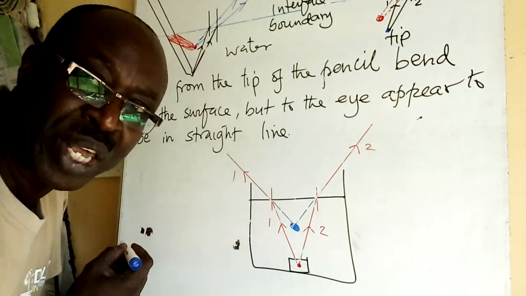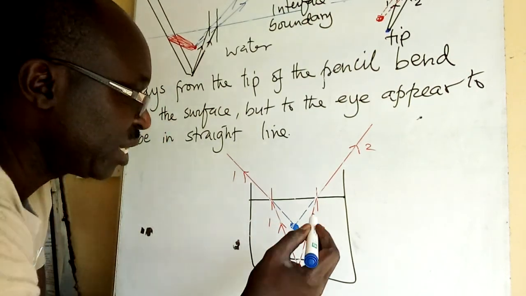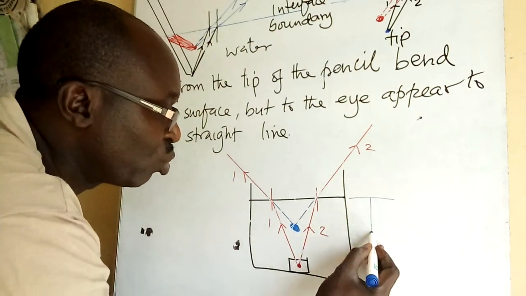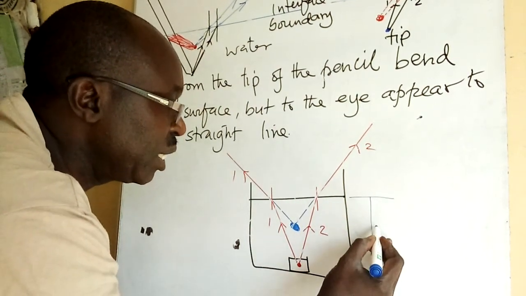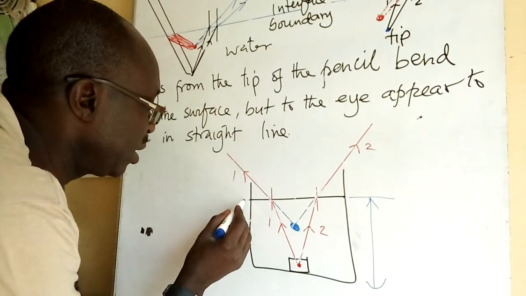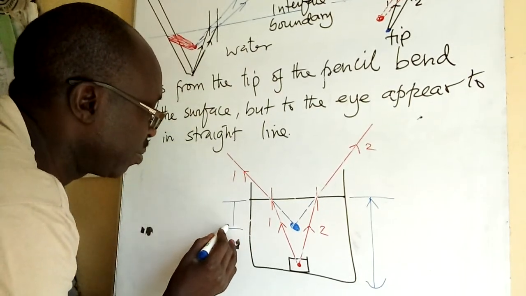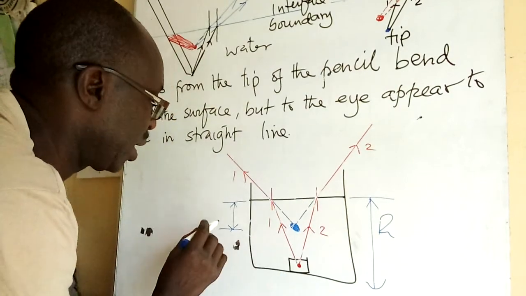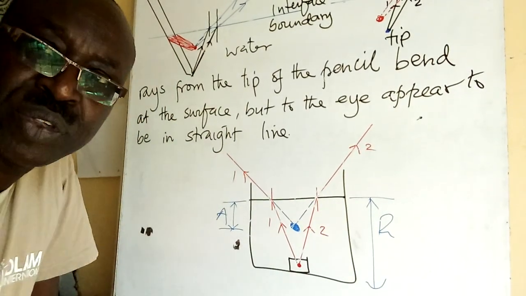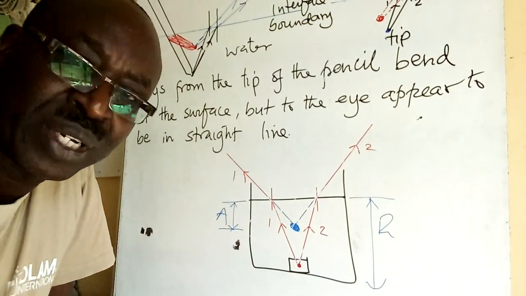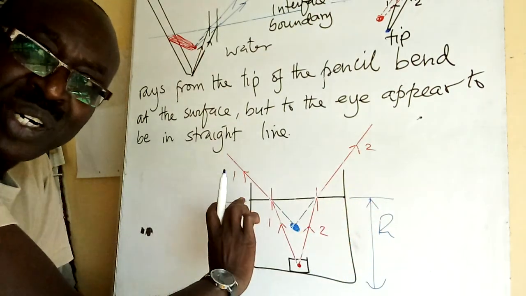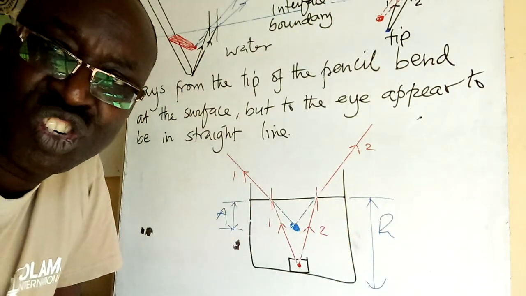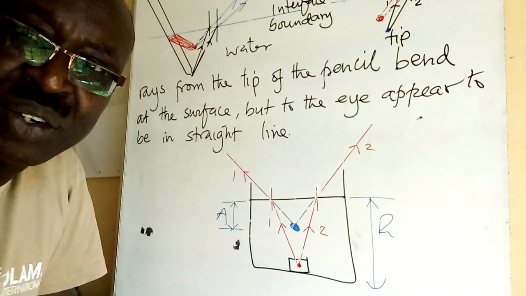The image appears raised. And that's why you will learn also this is real depth and this is apparent depth. The reality is this, but it appears this. Apparent, not real. Apparent. Okay.